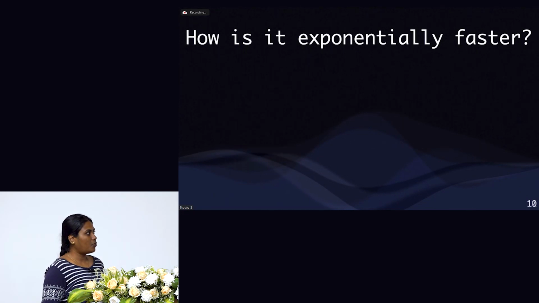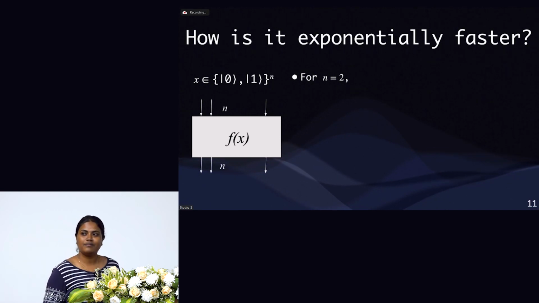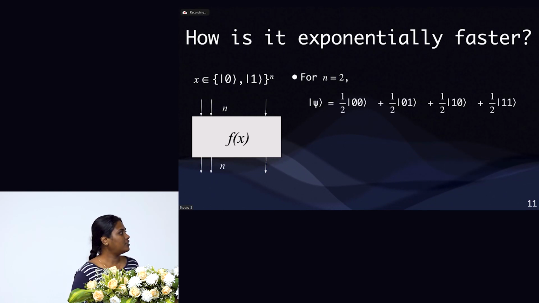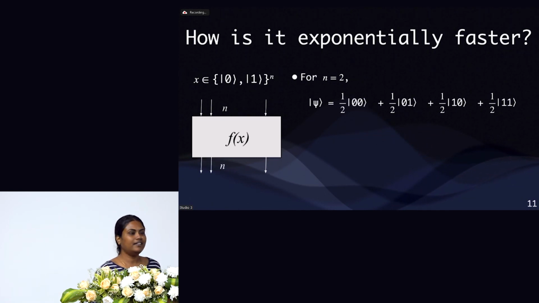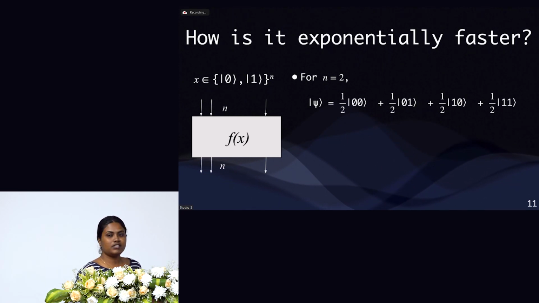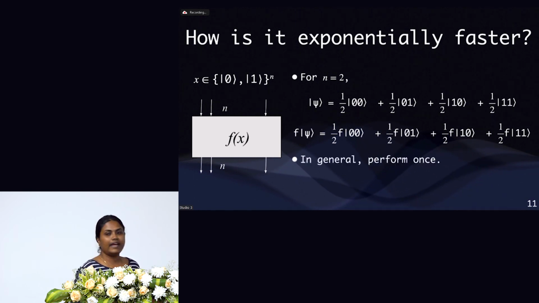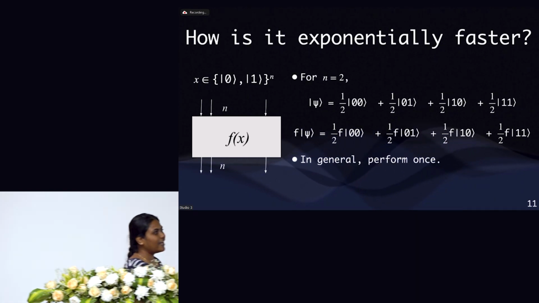But then what happens in quantum, if I have an input that is quantum, for n is equal to 2, guess how many number of times I need to perform this? It's just 1, because I can get a state that has a superposition of all the inputs that I need, and then I just pass it through this function. What I get is all the function outputs as I needed. So in general, for any n qubit inputs, I just need to perform it once. This is an exponential speed up, right.